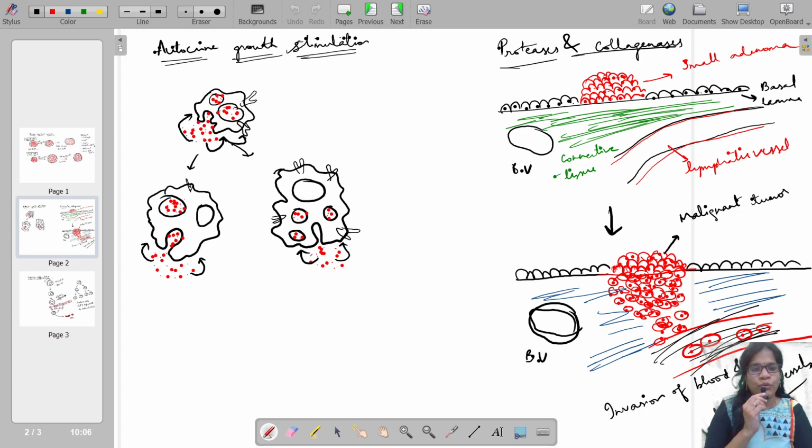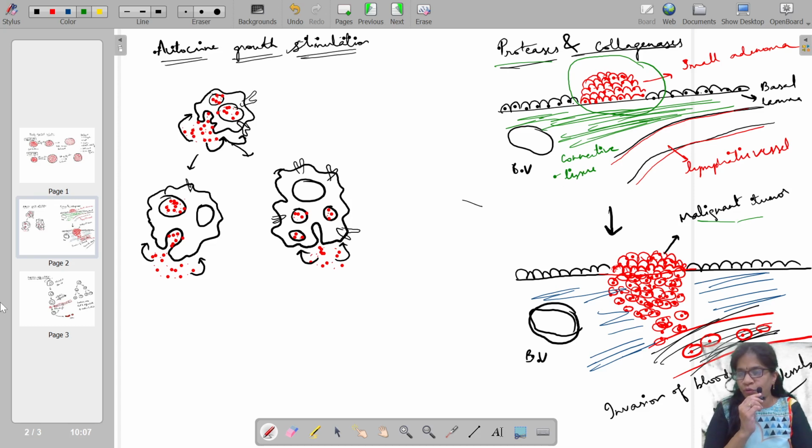And I told you proteases and collagenases. So this is a small adenoma that is grown here. See, I can explain it better. One second. Yes, so this is a small adenoma that is growing here, right? Because of the enzymes called proteases and collagenases, that tumor becomes a malignant tumor because it is invading into your connective tissue, and finally it is invading into your blood and lymphatic vessels also. That is how a normal tumor becomes a malignant tumor because of the enzymes called proteases and collagenases.